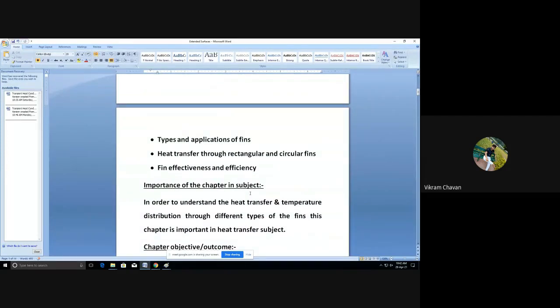Okay, we'll get the idea what is meant by heat transfer, what is meant by fins, and how the heat will transfer and how the heat transfer rate will be enhanced by the application of fins for a particular object or for a particular product. Okay, we can say that product.